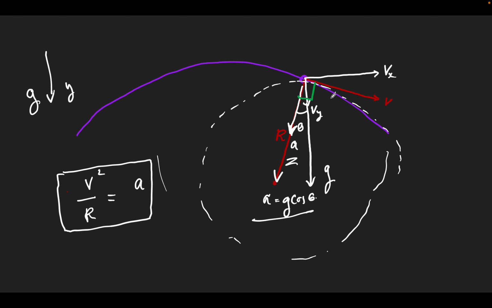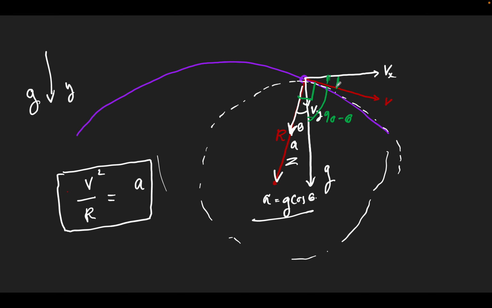And who else is also 90? The angle between Vx and Vy, that is, the angle between Vx and Vy is also 90 degrees. So right now I put this as theta. Then what must be this angle? This must be 90 minus theta, right? Why? Because this is theta, and this whole angle is 90 degrees. So this must be 90 minus theta.